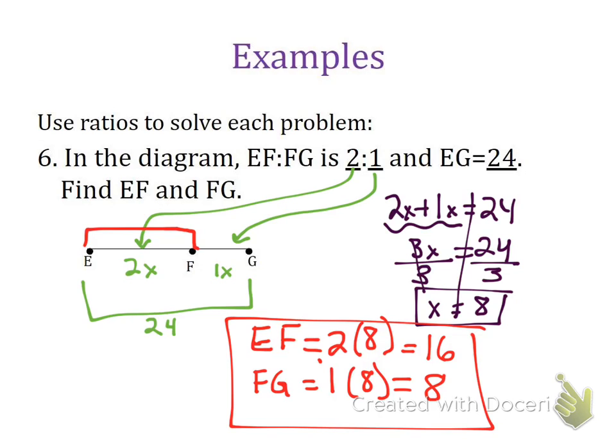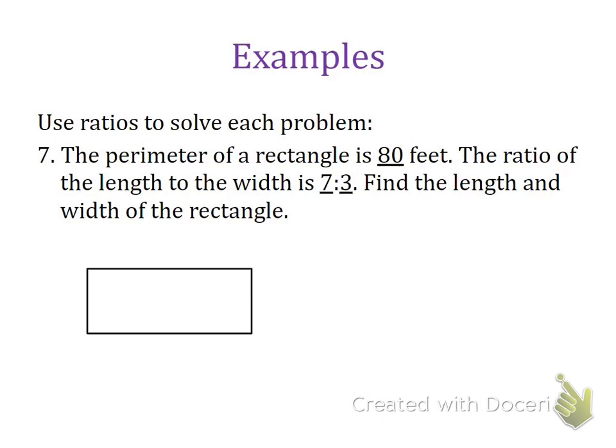So that's just like it, but with a rectangle instead of a segment. Okay, so length to width is 7 to 3. Which is my length and which is my width? The length is going up and down. We're going to call that part 7x. What's my width? 3x.